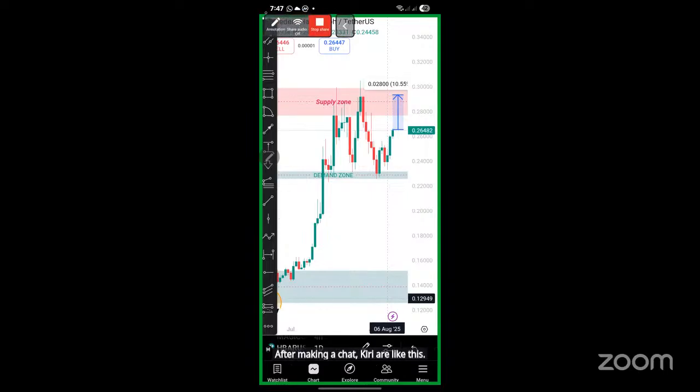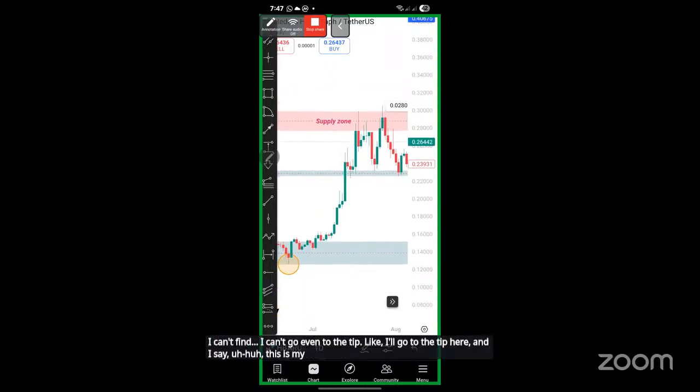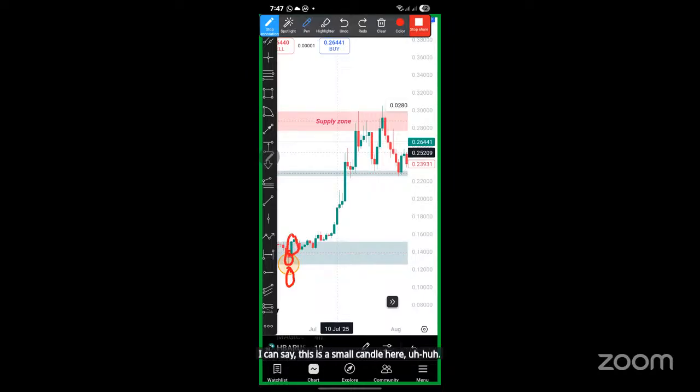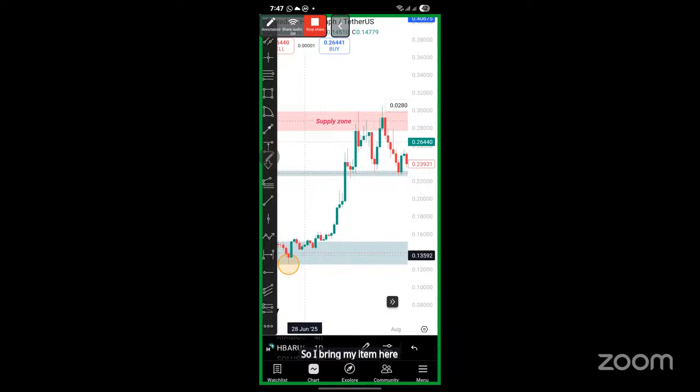find a candle. Come here near the bottom, find this small candle. I can go even to the tip here. Okay, this is a small candle. I can say, this is a small candle here, being engulfed by this one. All right. So I bring my rectangle, I draw a line on this top.